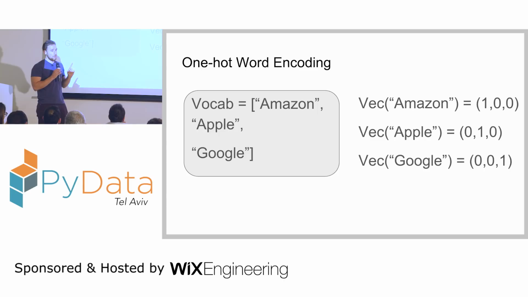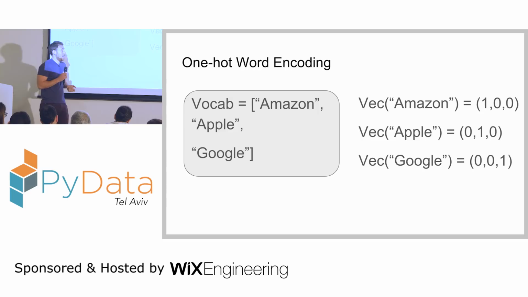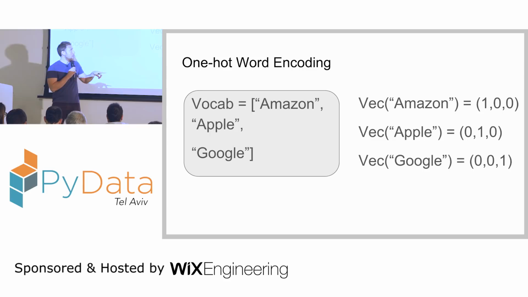The value here doesn't have to be one. It could be any other value of significance, like the frequency of the word, the inverse frequency of the word, some kind of property, whether the word was in a headline or styled in any other way. But still, every word would have only one instance that is not zero. Therefore, the name, one hot encoding.